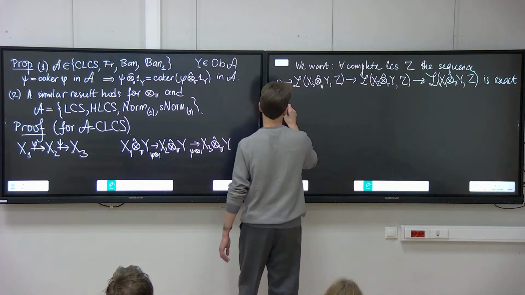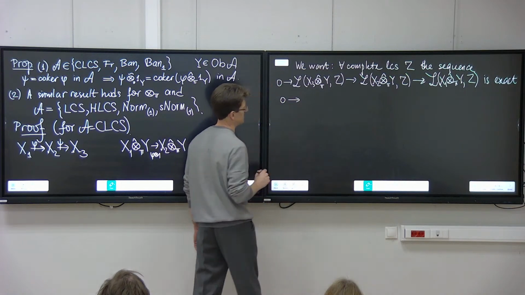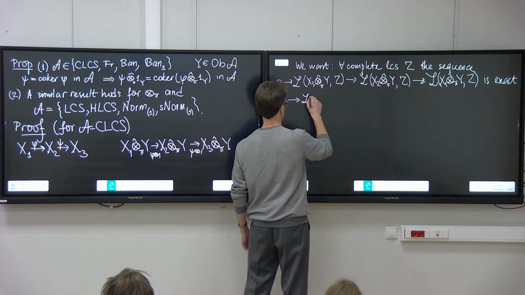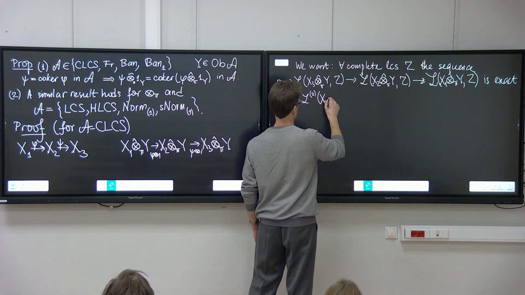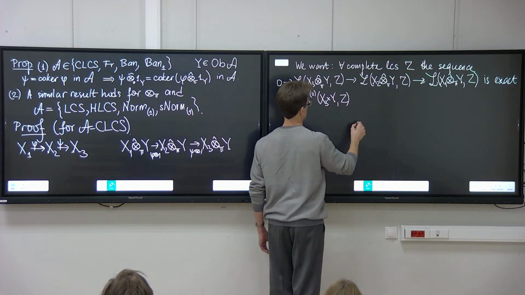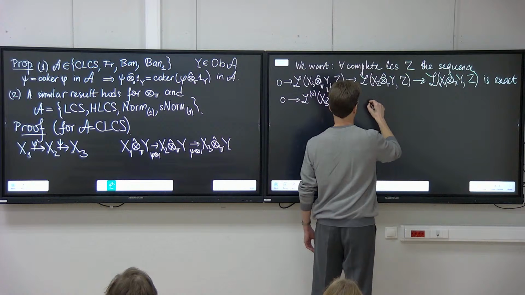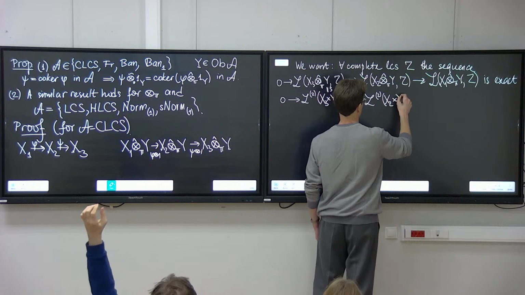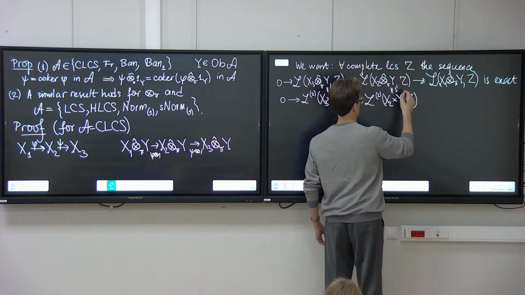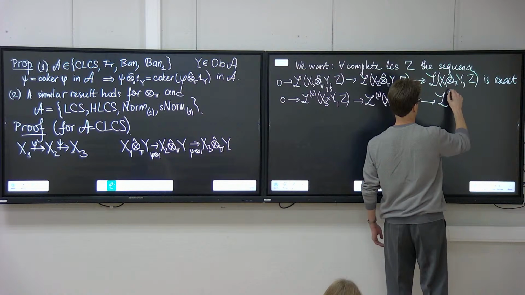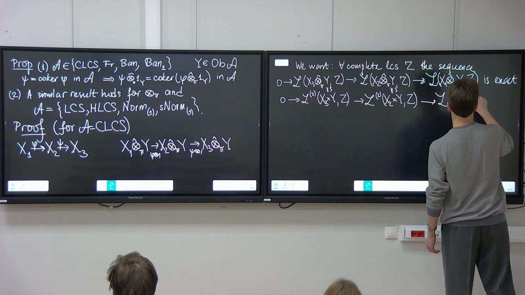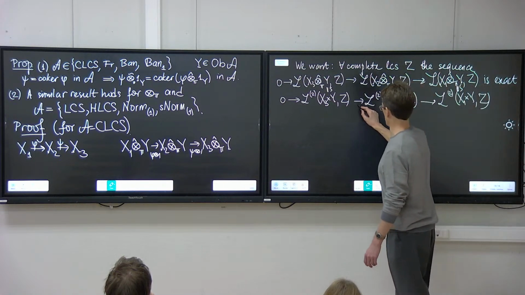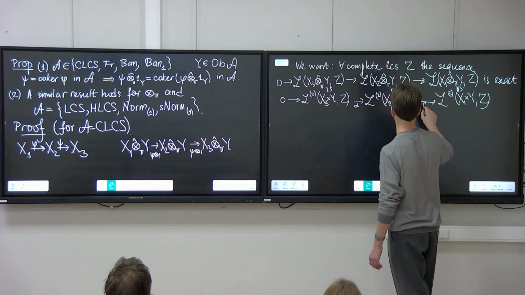Well, let's try to do it. So, by the universal property of the complete projective tensor product, this space is isomorphic to the space of continuous bilinear maps from X3 cross Y to Z. This is the space of bilinear maps from X2 cross Y to Z. And this is the space of bilinear maps from X1 cross Y to Z. Let's denote this arrow by alpha and this arrow by beta.